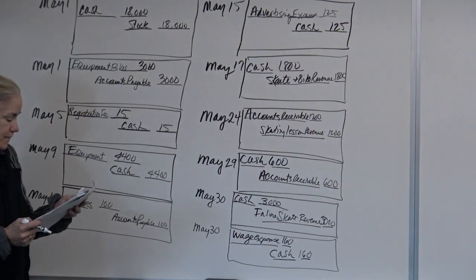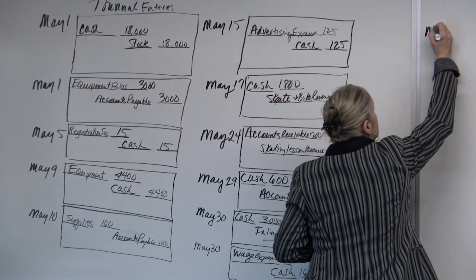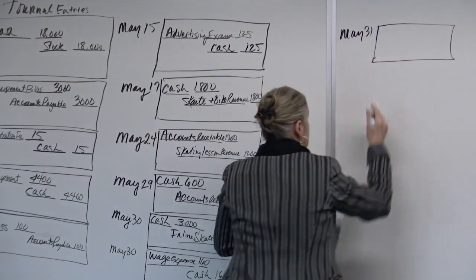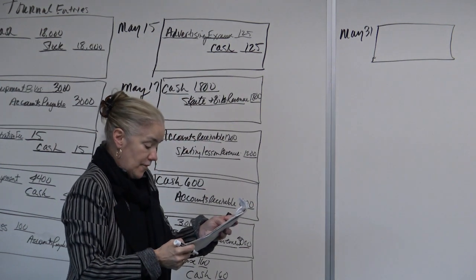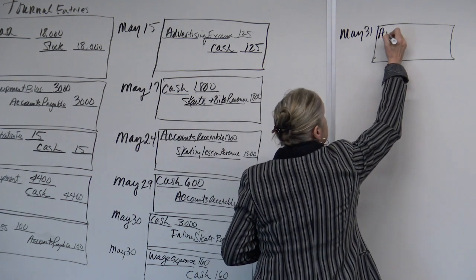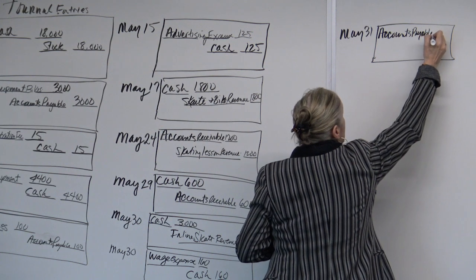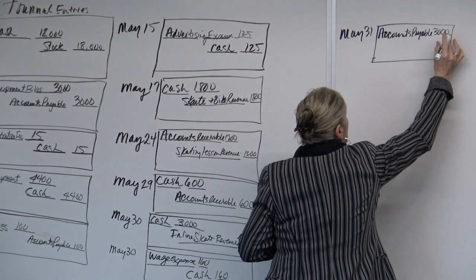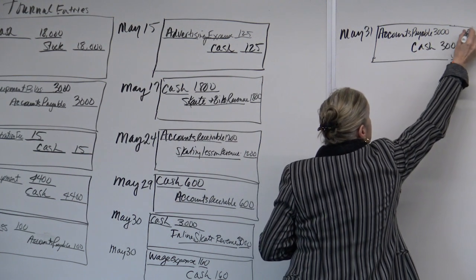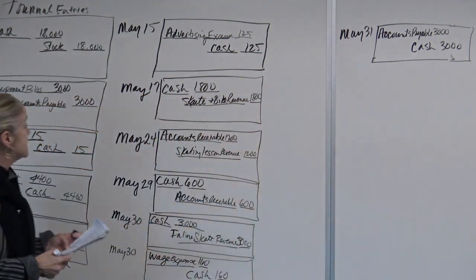Okay, and then on May 31st, we pay the balance due on the bicycle. So our accounts payable would be debited here because we're decreasing a liability for $3,000, and we're crediting cash for the same amount, $3,000. Okay, that takes us through the journal entries. Let's see if we did those correctly.